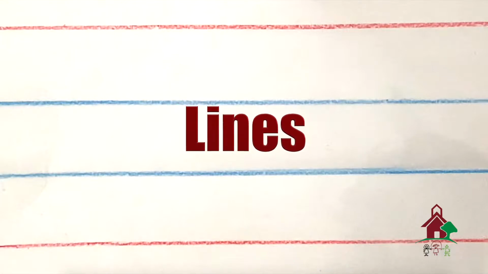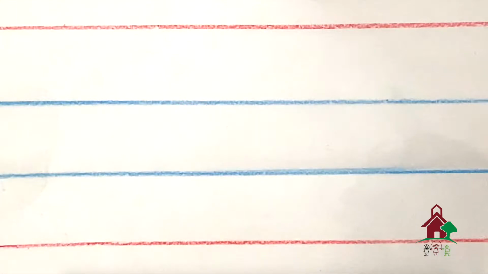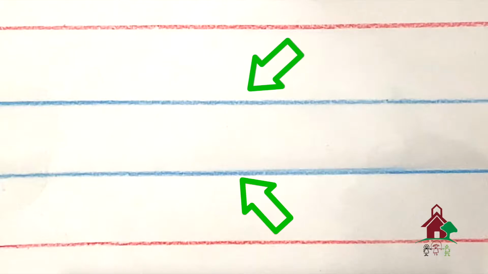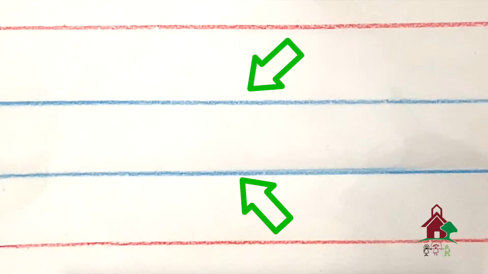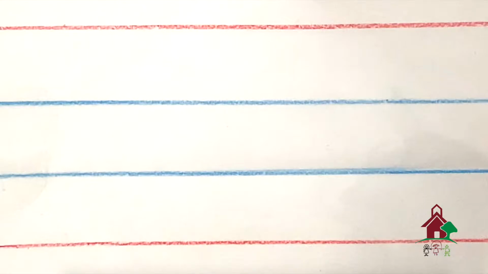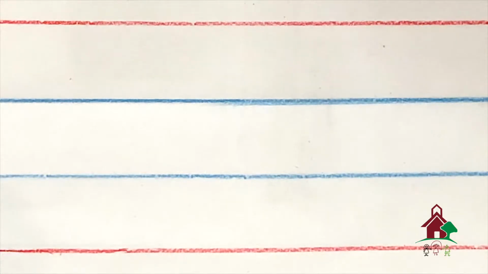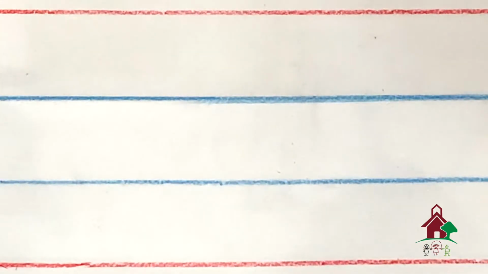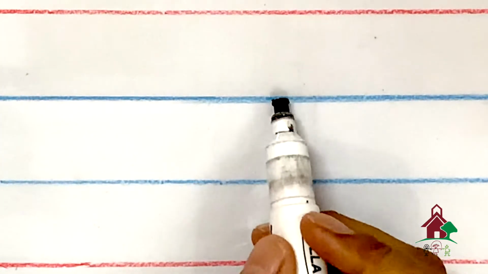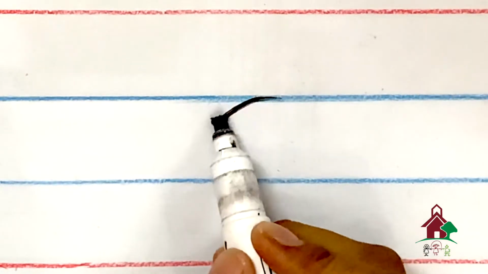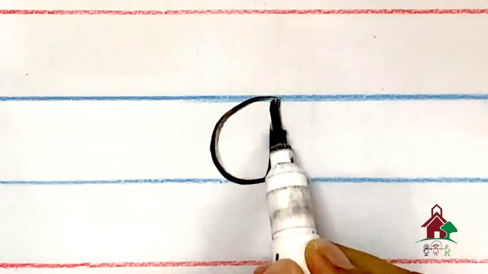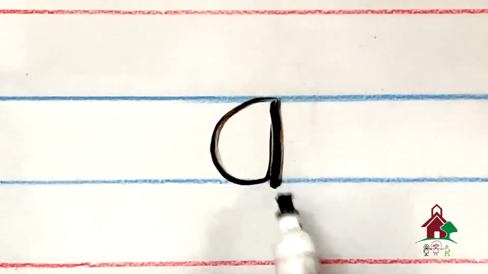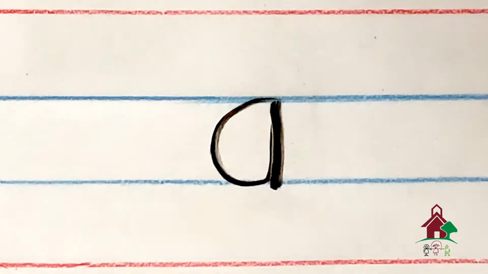Let's begin. First we're going to write those letters which come between the two blue lines. Let's begin with a. We'll start from the top blue line. Make a curve. Go up. Come down. A. So a comes between the two blue lines.